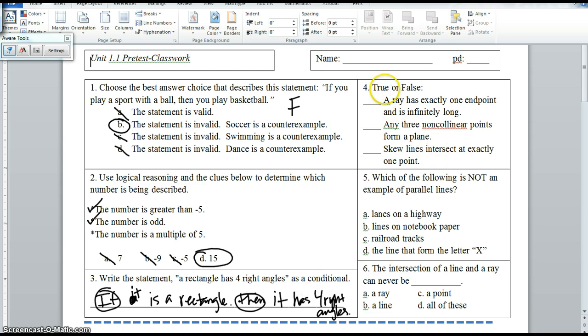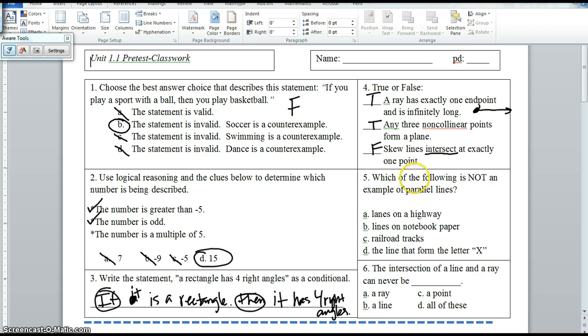Now, true or false? Number 4. A ray has exactly 1 endpoint and is infinitely long. A ray, remember, has 1 endpoint and goes in a direction. So 1 endpoint, yes. Infinitely long, yes. So that's true. Any 3 non-collinear points form a plane. That's true. Skew lines intersect at exactly 1 point. Skew lines never intersect, so this is false.